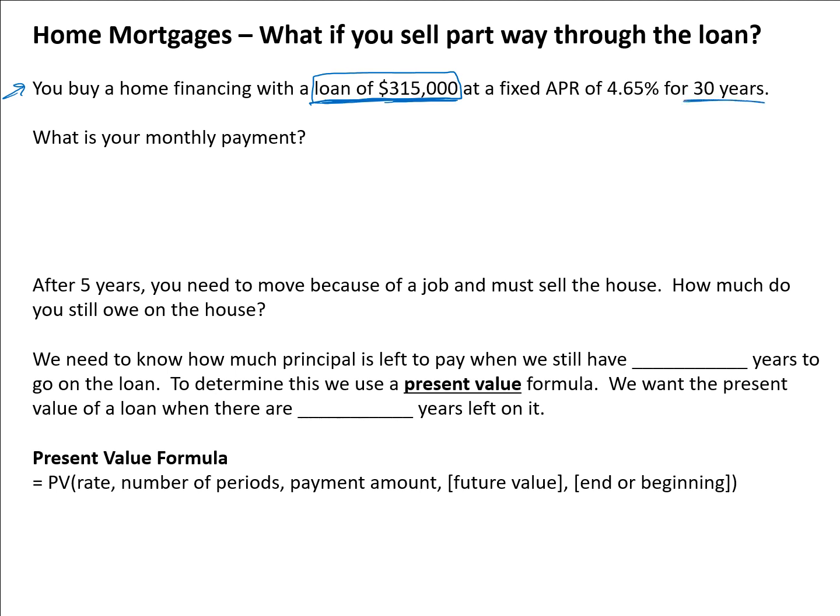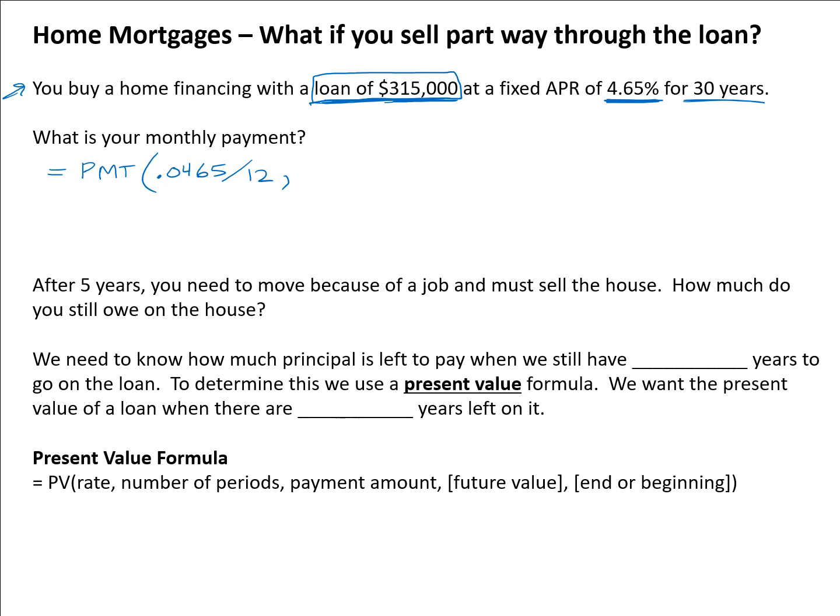Let's work out our monthly payment first off. So we would say equals in our spreadsheet, PMT for payment. We want to then put in the monthly interest rate, 0.0465 divided by 12, because this was the annual interest rate, 4.65%. So we need to make it a monthly interest rate by dividing by 12, comma.